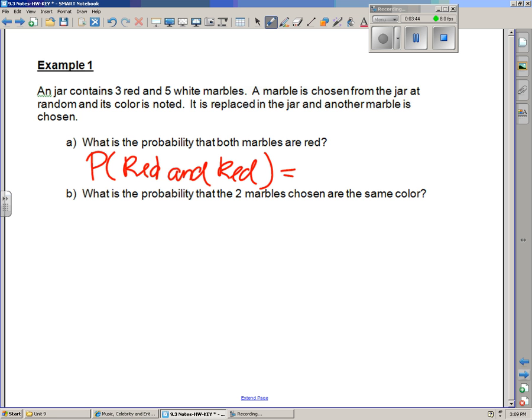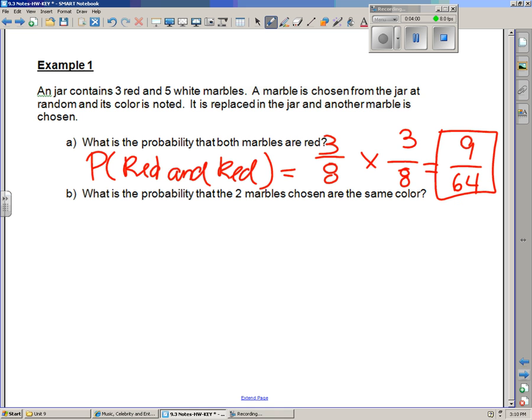So what happens is, in my jar, I've got 3 marbles that are red out of 8 total marbles. And means I'm going to multiply. When I pick that red marble out and I put it back in, I still have 3 red marbles and 8 total marbles. Multiply straight across the top, straight across the bottom, and then the probability of red and red is 9/64.